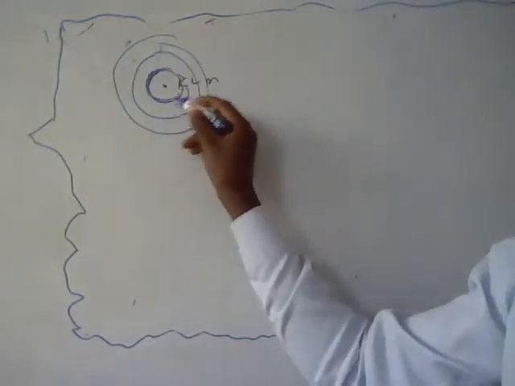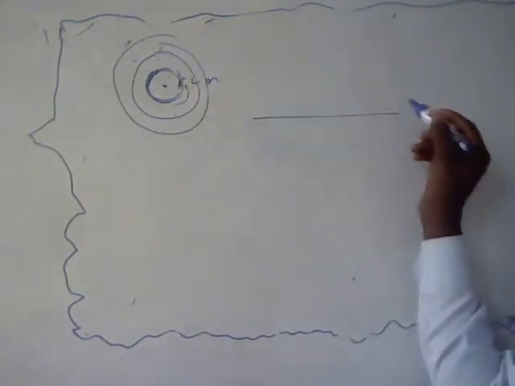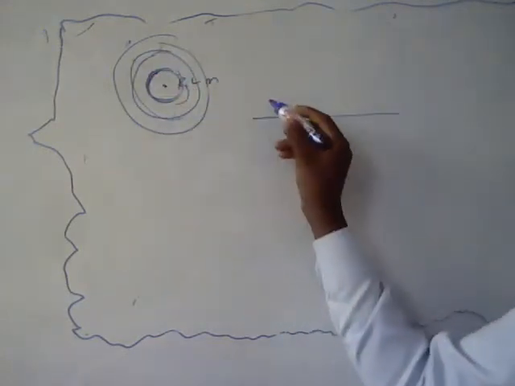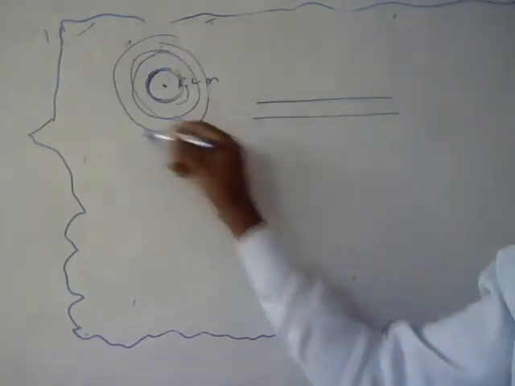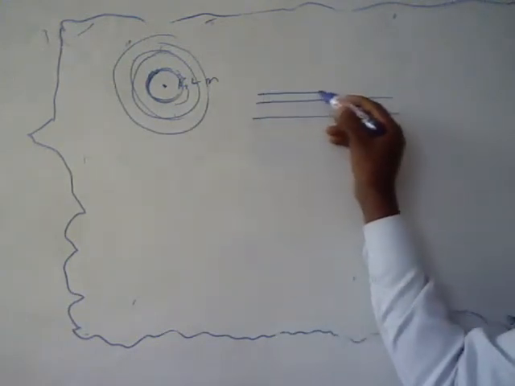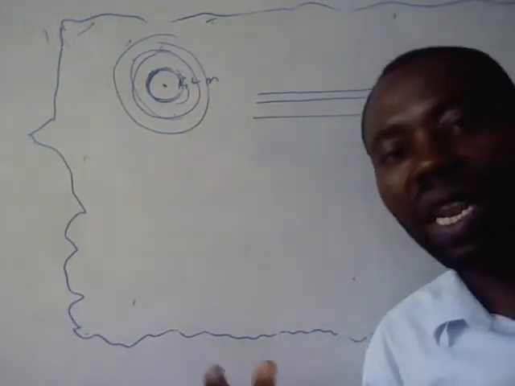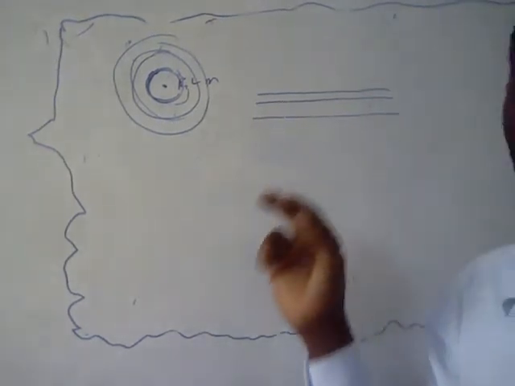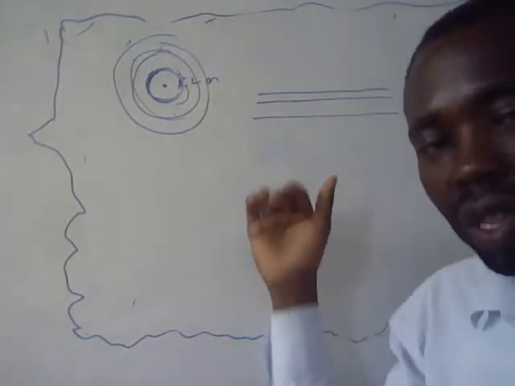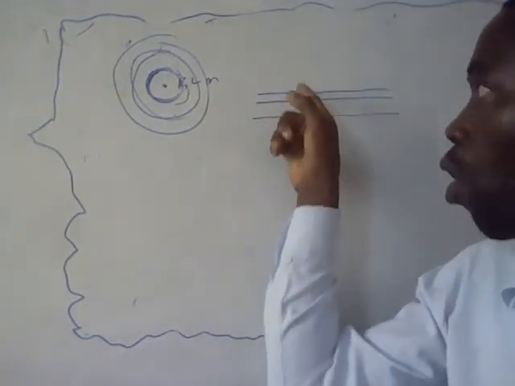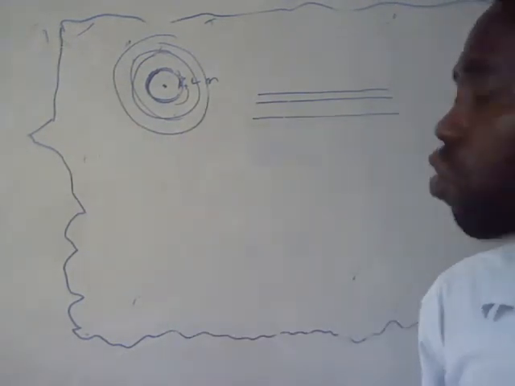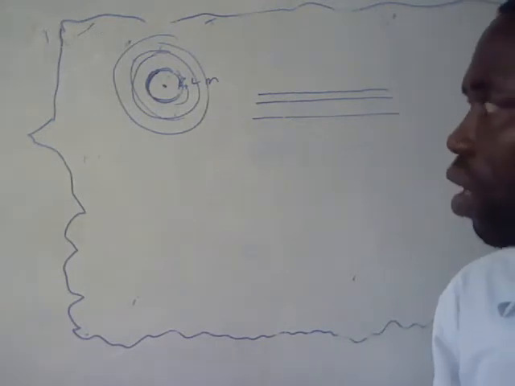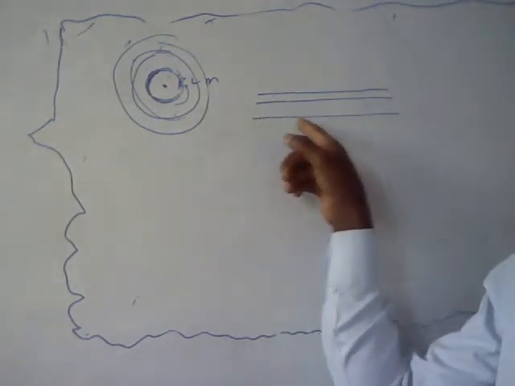This is the second one, maybe this is the third one, M. When you are drawing the energy levels, the space will become smaller. As you are drawing the energy levels, the space becomes smaller. So now, electrons are here.